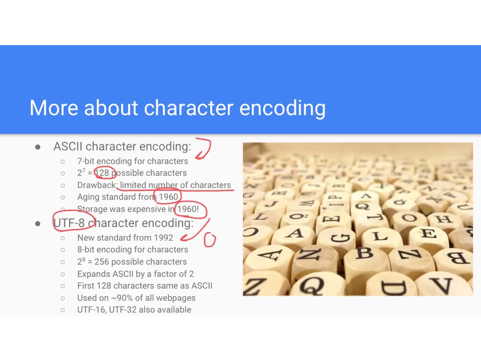UTF-8 added an extra bit of padding on the left-hand side with a 0. So if you want to convert from ASCII to UTF-8, you just add a 0 to the left-hand side of your ASCII character. But what that allows us, when you add one more bit, you double the number of characters. So 2 to the 8th, 256 possible characters. So for characters that were missing, you would start them with a 1, and then you get double the number of encodings after that. It's used on about 90% of all web pages. So about 90% of the pages you visit use UTF-8.